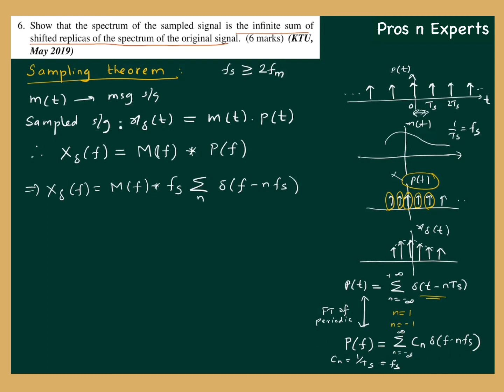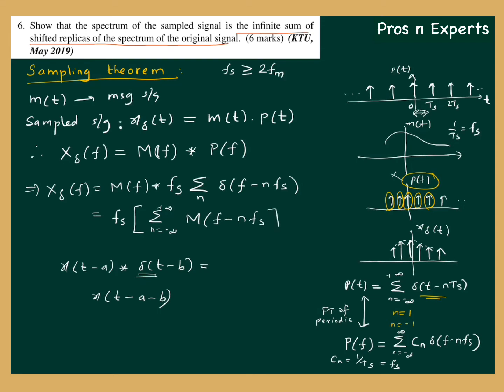Now as a result of this, I got this equation like this. Now you know the convolution property of impulse. I can write it somewhere here. What is x of t minus a convolved with del of t minus b? It is x of t minus a minus b. Del of t is actually an identity element with respect to convolution. So similarly, I can write it as fs into, fs can be taken outside, it's a constant, fs into the sum over n equal to minus infinity to plus infinity of M of f minus nfs.